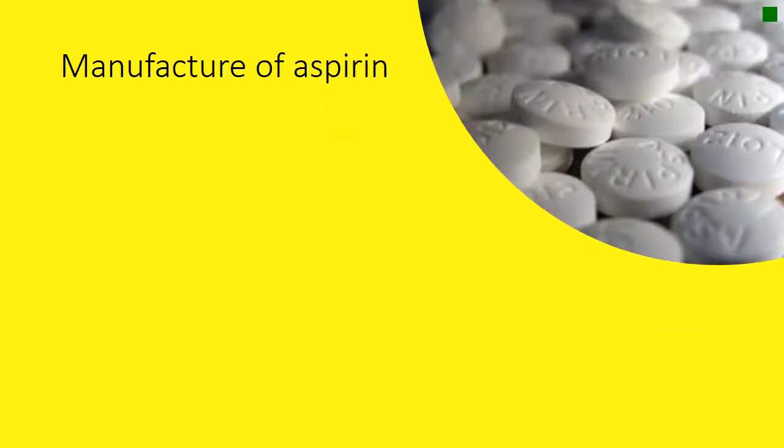Lastly, let's talk about the manufacture of aspirin, and as well as aspirin, lots of pharmaceutical drugs are made in this way with this reaction mechanism. Aspirin is an ester, and you know how to make an ester with this reaction mechanism. You take your acid anhydride or your acyl chloride, and you react it with an alcohol.